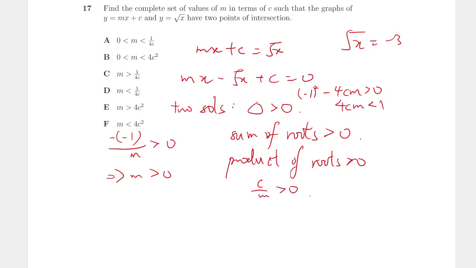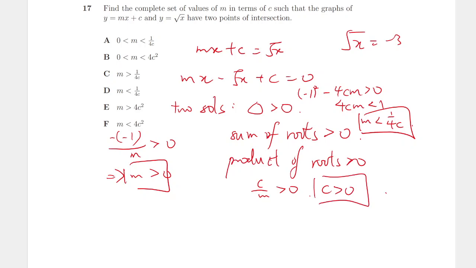Good. Okay, so let's combine all this stuff together. So this means that m is less than 1 over 4c. This is the first condition. m is greater than 0, second condition. And then if m is greater than 0, then c is greater than 0. This is the third condition. Okay. So it seems like they don't really care about the c condition. So we only have to think about the m conditions. So m is less than 1 over 4c, and then m is greater than 0. So therefore we have answer A.